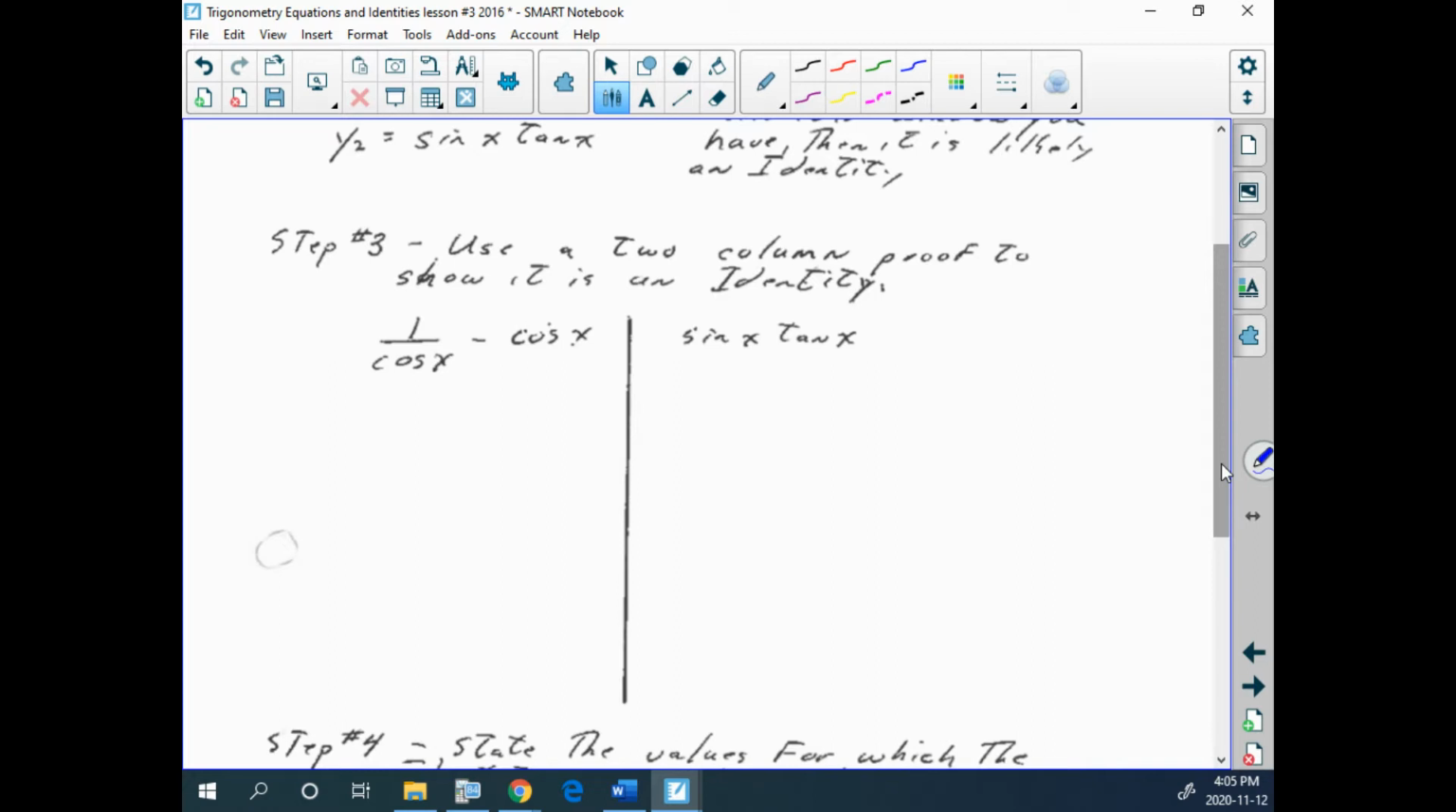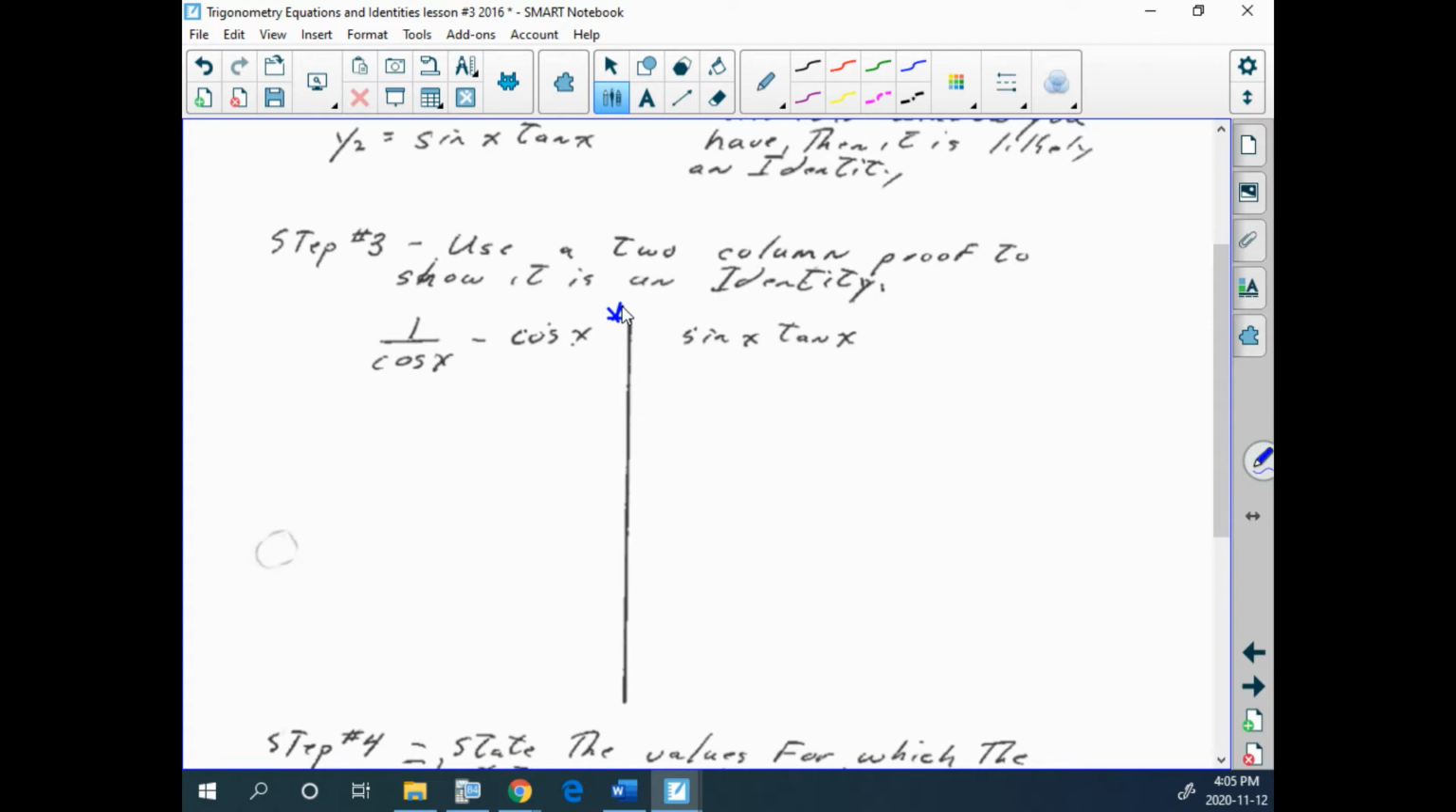I cannot give instructions on how to do this step by step. You have to develop a feel for this. The first thing that I'm going to suggest is you take the more complex side. In this case, it's the left-hand side because we have a fraction subtracting a trig function. Over here, we just have 2 trig functions multiplied together. So the left-hand side is the most complicated.